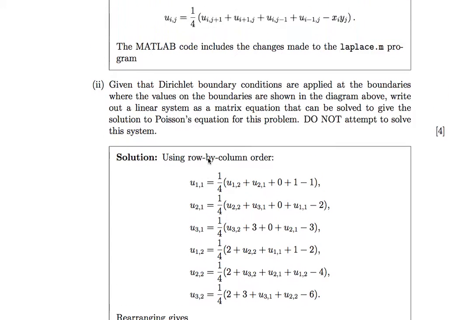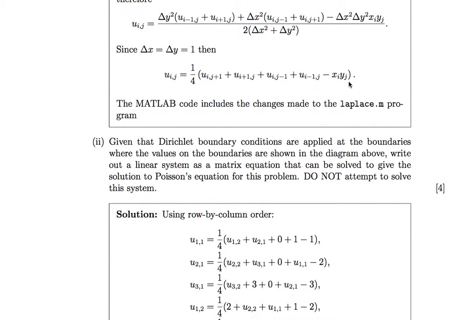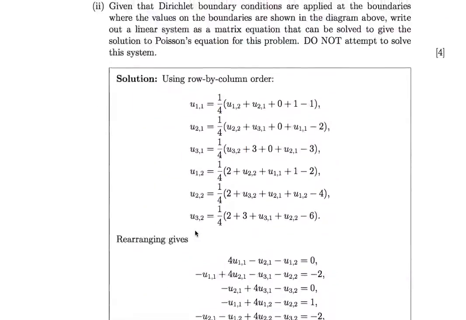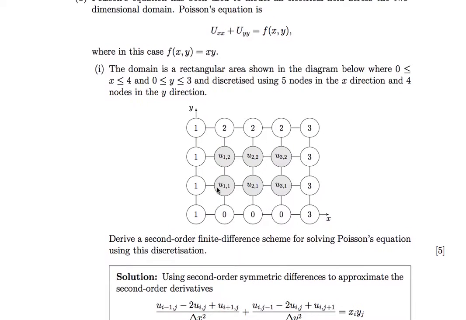Okay, so we can apply this scheme here for each node. So I'll just take the first node as an example, u11. Okay, so it's a quarter multiplied by the node to the north, which is u12, plus the node to the east, which is u21.